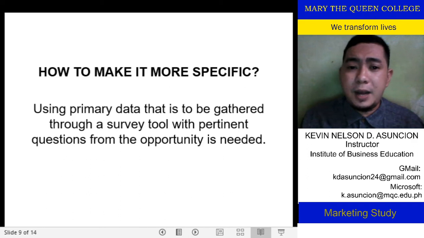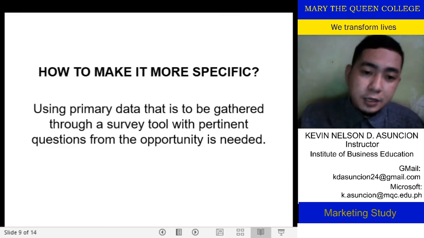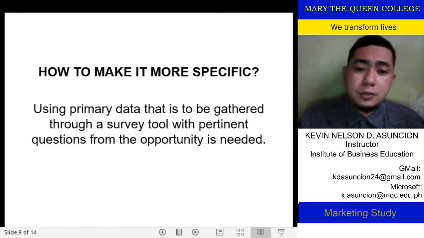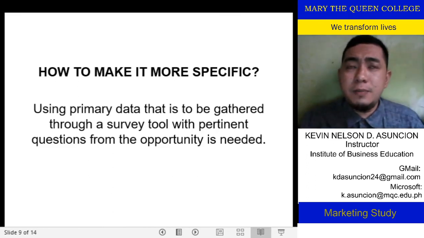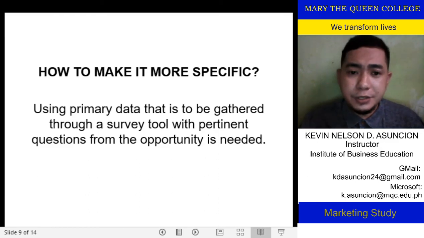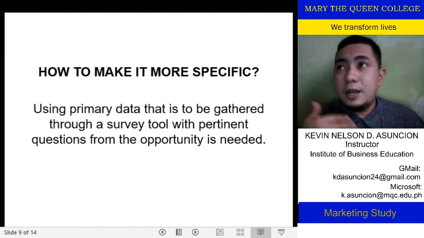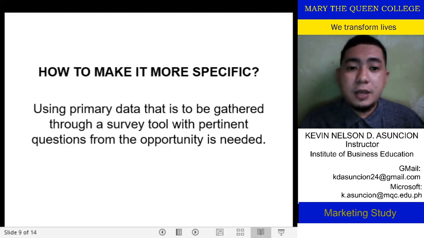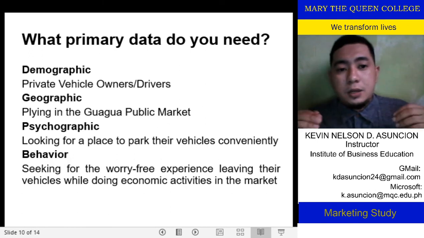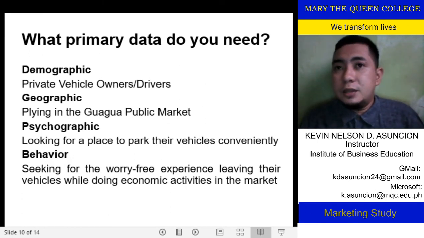To which case, baka hindi siya, again, depends on the logic analogy, and the need of the business, and the target market. So, parang wala ng ibang related information na pwede kong i-search. So, I need to be specific now. So, I need a survey tool to ask those population. So, getting the target respondents, may formula naman yon. But take a look at this. What primary data do you need?